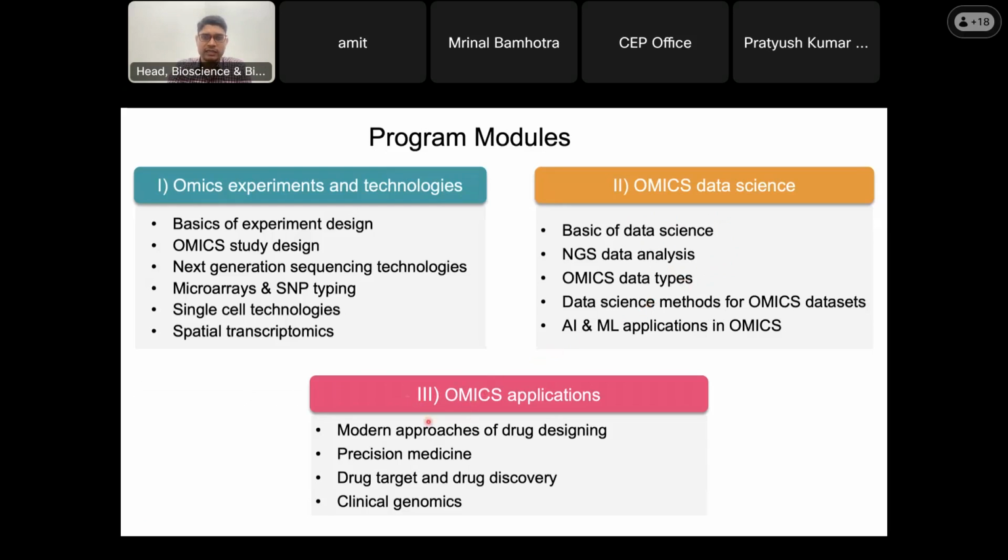And finally, in the third domain, we focus on omics applications, where the modern approaches for drug designing and precision medicine, as well as drug target and drug discovery, and special focus also on applications in the clinical domain. So this is an overview of the modules that will be covered in Certificate 1 and Certificate 2 that we are planning to offer.